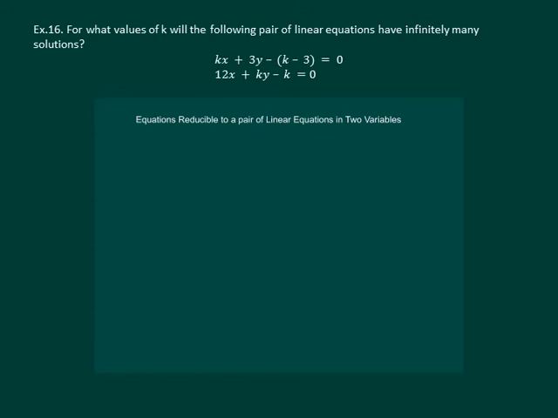We shall now discuss such pairs of equations which are not linear but can be reduced to linear form by making some suitable substitutions. Look at the equations 1 by 2x plus 1 by 3y equal to 2 and 1 by 3x plus 1 by 2y equal to 13 by 6.